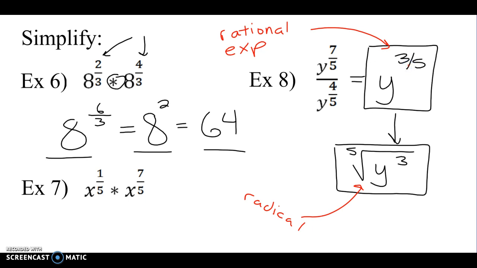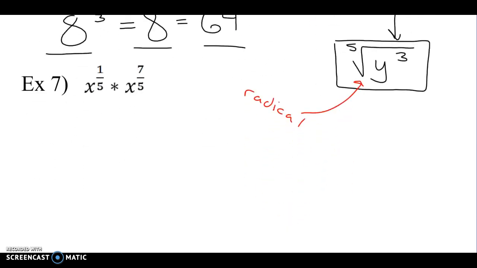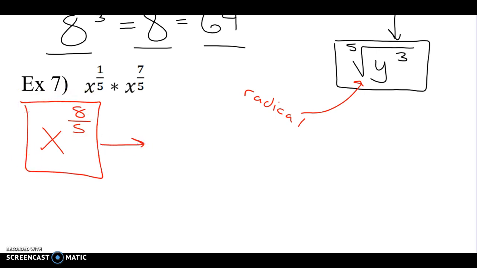Okay. So now example 7, x stays the same, and what do I do to 1/5 and 7/5? Which gives us 8/5. Okay. Now that's a good answer. It doesn't tell you a certain way, but what would the index of this radical be? The 5th root of x to the 8th. But you're not done. Now, if you do write it in this form, that is not a simplified radical. Because how many x's are in this house? 8. X to the 8th.